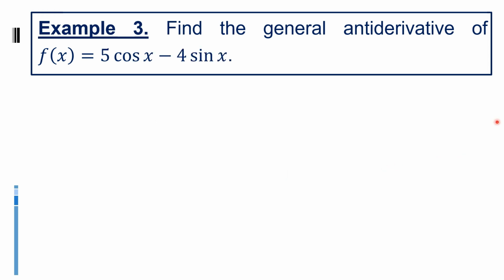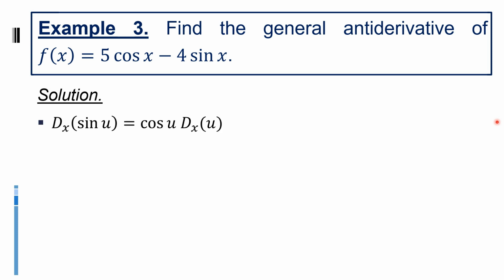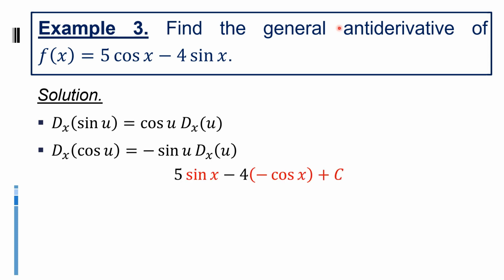For the third example, let's find the antiderivative of f of x equals 5 cosine x minus 4 sine x. For our solution, okay, we have to use this. The derivative of sine u is equal to cosine u, derivative of u, and the derivative of cosine u is equal to the negative sine of u, derivative of u. So, eto, cosine na to, tapos ito, sine. So, anong gagawin natin? Cosine u derivative of u is just sine u.